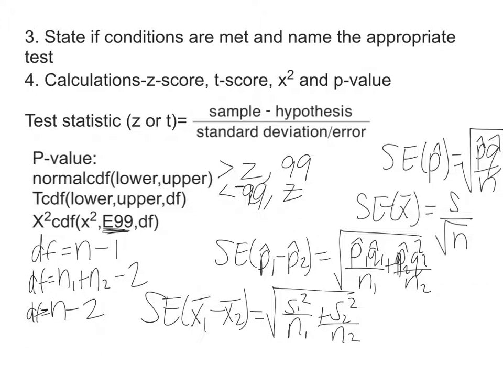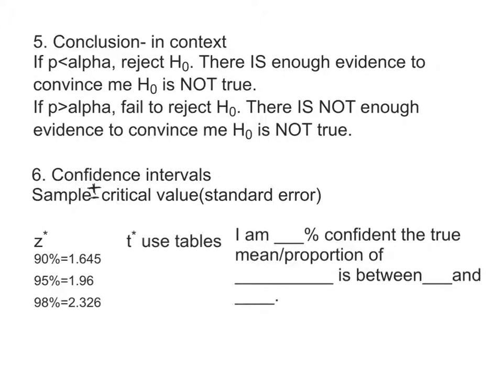And after we do our calculation, we do our conclusion. We make sure we state this in context. If our p-value is less than our alpha, we reject our null hypothesis. Remember that suitable alphas are 0.1, 0.05, and 0.01. A lot of times it'll tell you in the problem which one to use. Our standard here is 0.05.